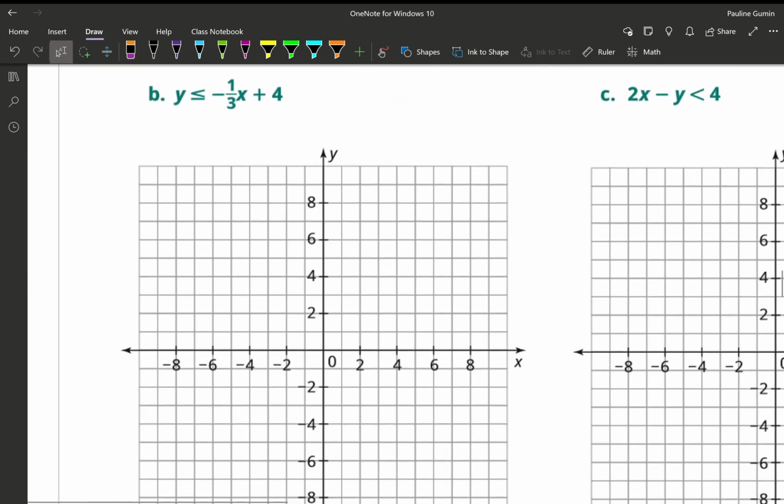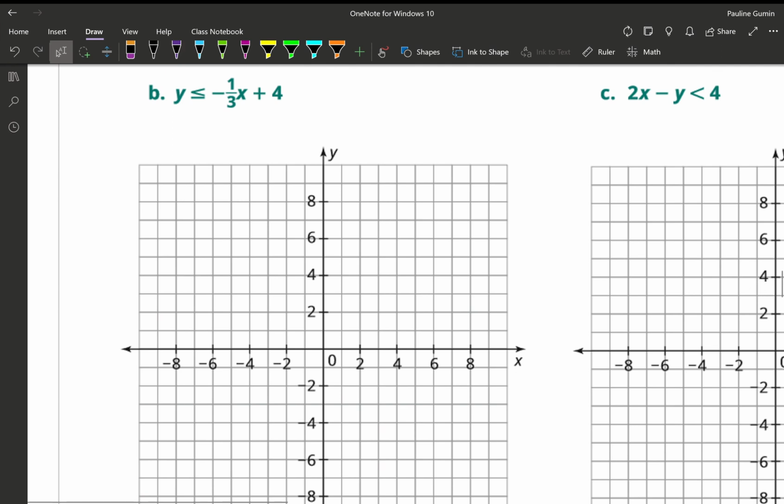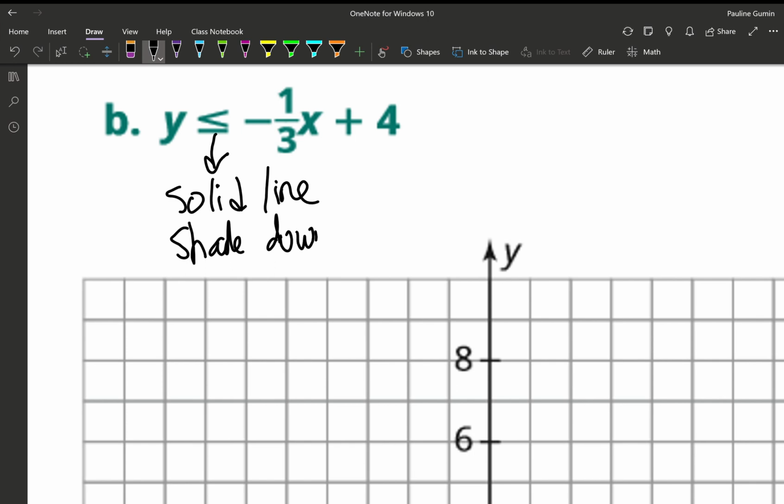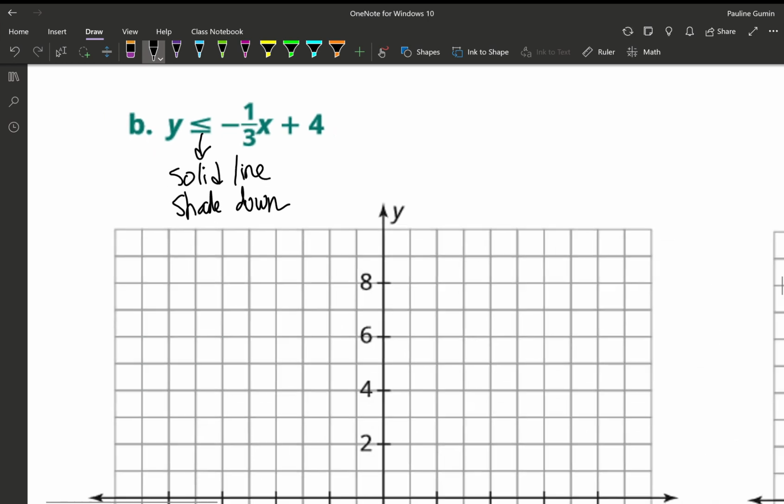Okay, letter B. Let's first analyze the symbol. Okay, so it has a solid line underneath it. So that means our line, when we draw it, will be solid. Now, y is less than. That means we're going to shade down from the y-intercept.